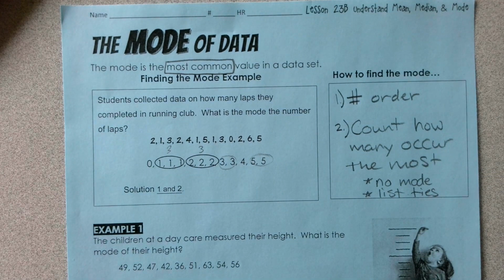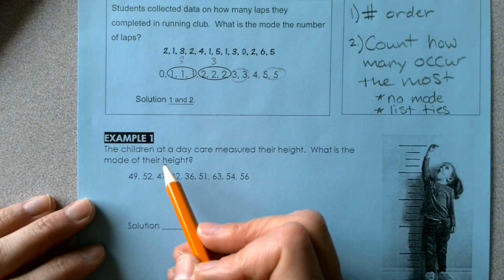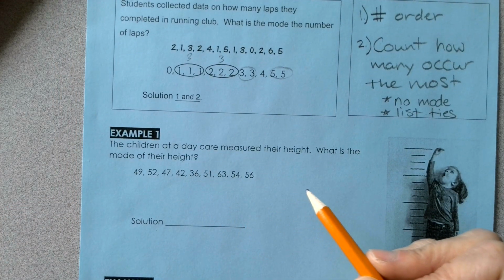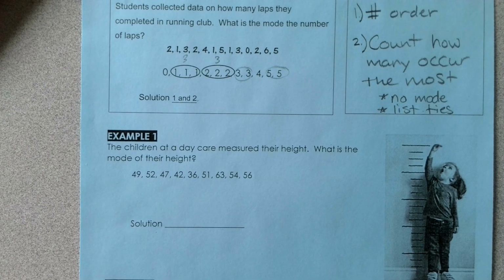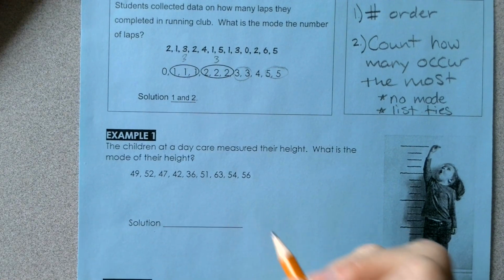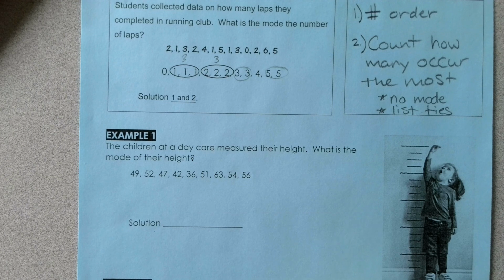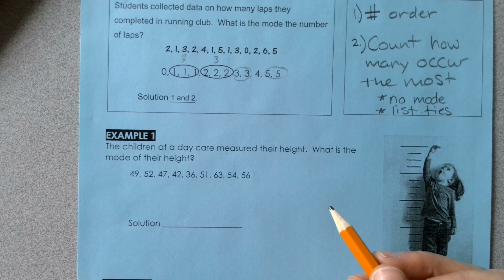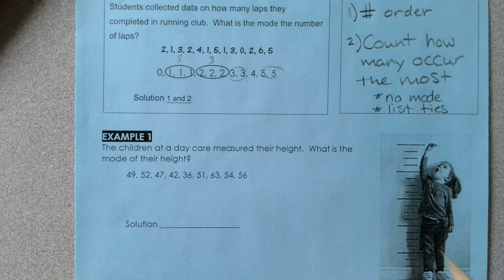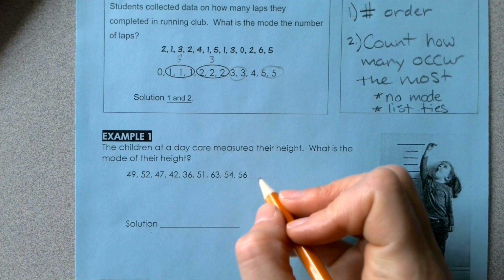Okay, so let's check out our example 1. The children at a daycare measured their height. What is the mode of their height? So again, with this all mixed up, we're going to really want to have this in number order. And a lot of times when you're working with your data, you're not just finding mode. So it's beneficial once you get it to automatically put it in number order, since you're going to need that for finding the median as well.